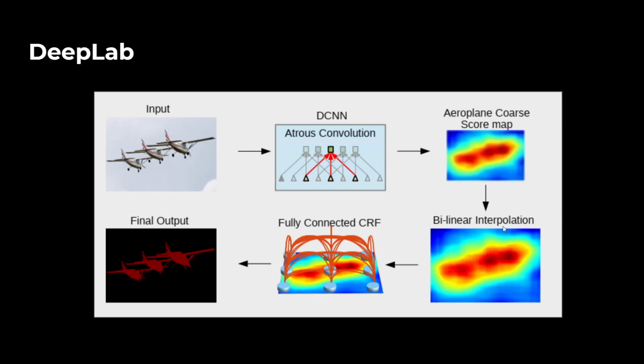And then what they did is they used this thing called a conditional random field, right? And it's quite complex. It's more classical computer vision, I'd say. Basically, what conditional random fields do is they refine the scores a bit, so the edges are a little more detailed and exact, right? And then after you have this fully connected conditional random field, you get the final output, the final segmentations, right? And in this case, it's segmenting the airplanes.